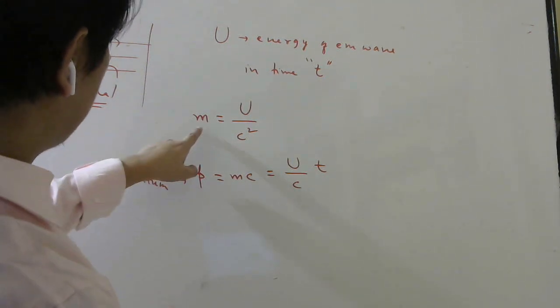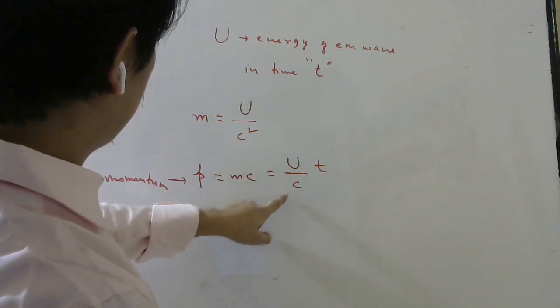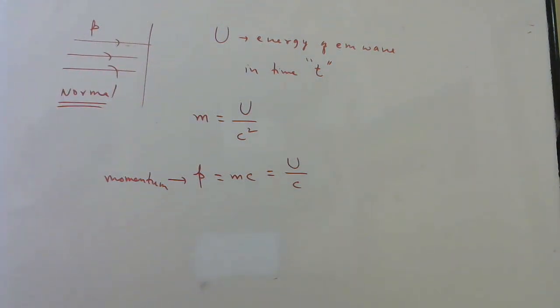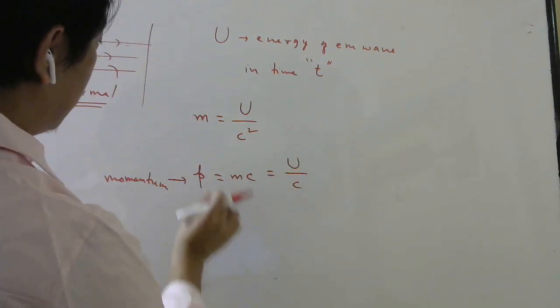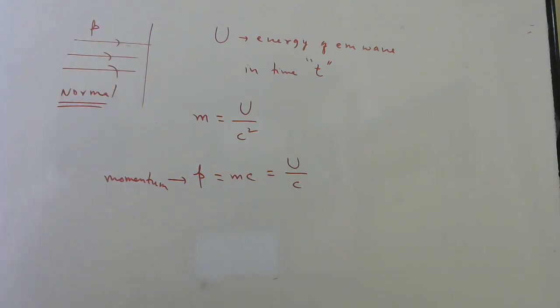Correct, no? Mass into velocity, energy by c square, energy by c square into c. Then why did I write t? Yeah, t should not be there. I have to just substitute for this mass here, right? So one c will cancel. So this is the momentum transfer.